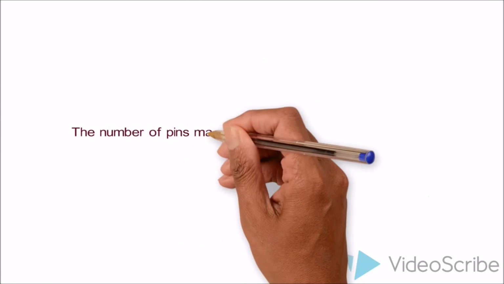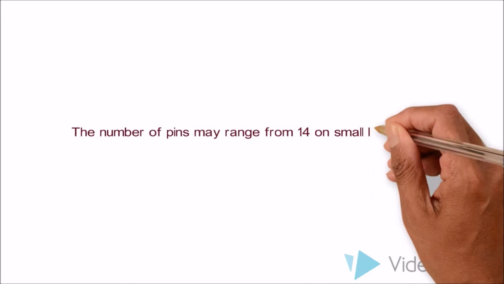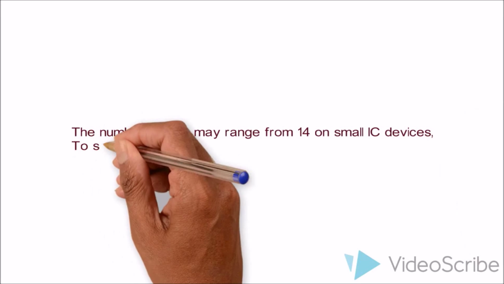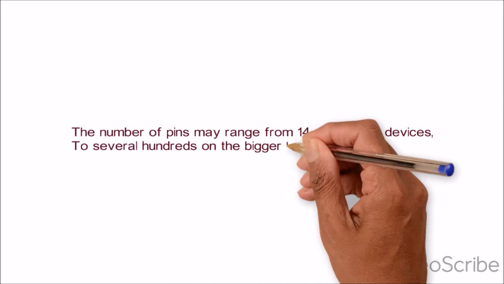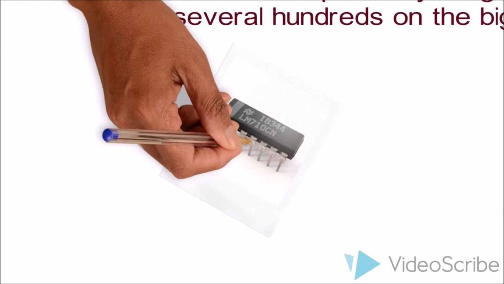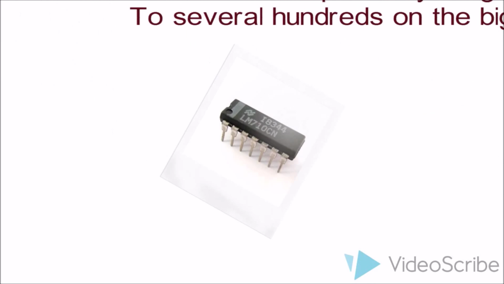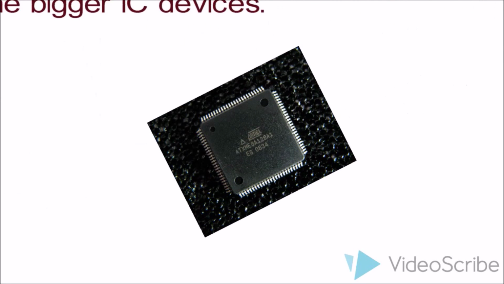The integrated circuits have several pins, and the number of pins may range from 14 on the smaller ones to several hundreds on the bigger ones. Now I'm going to show you a small picture of the smaller ones, and here is a picture of the bigger ones. This has a lot of pins.